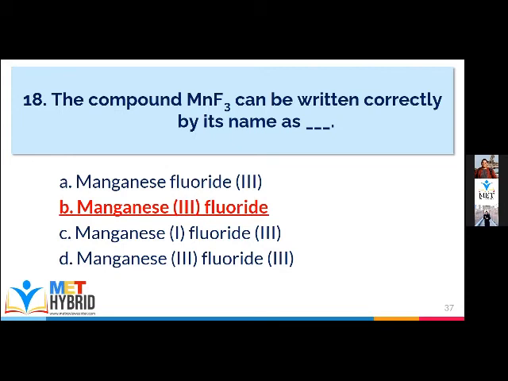But since by default, if you have 1, it's quite obvious that it would not be included in the naming anymore. So the answer here should be letter B, manganese 3 fluoride. The 3 in your F would be transferred to manganese, and the 1 in your manganese would be transferred to your fluoride. So B is our correct answer.